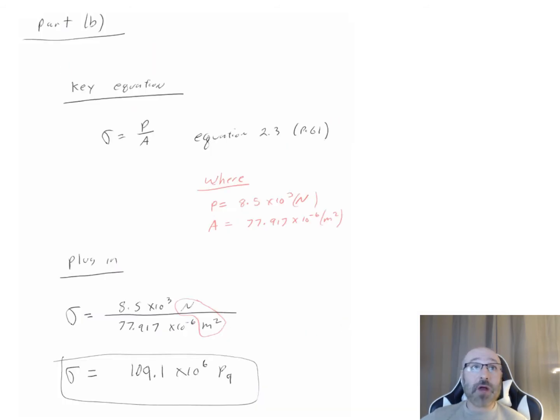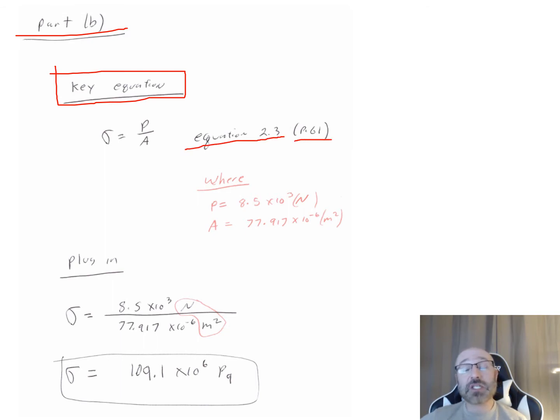So in part B of my problem, I've clearly labeled this up here. Start this thought process all over again for our solution. First thing we want to do: look at what we're given, look at what they're asking us to solve for, and come up with a governing equation. So in this case, we can go to equation 2.3 on page 61 of our textbook. And this tells us that sigma is equal to load over our cross-sectional area, where we already have some of these values.